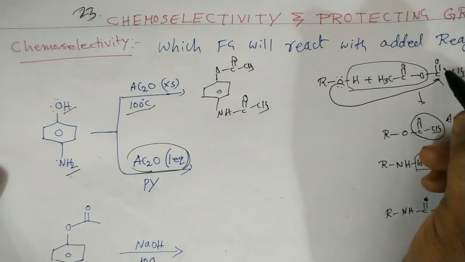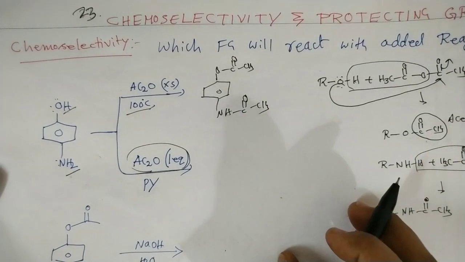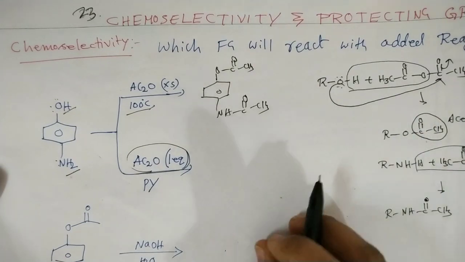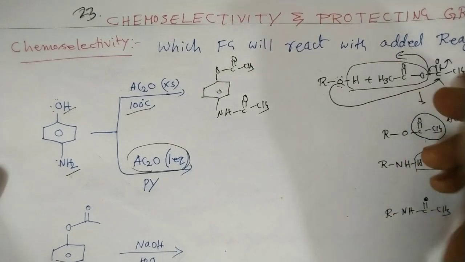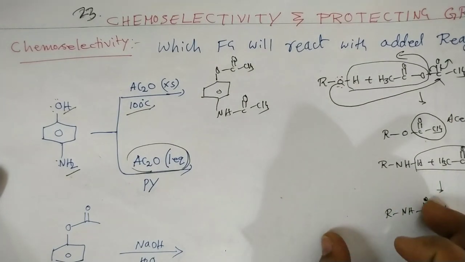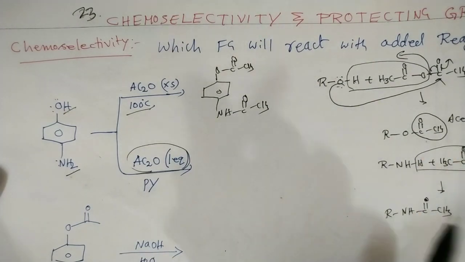The electrons are transferred to this one. This reaction involves a nucleophile attacking the acetic anhydride, and then reformation of the pi bond and leaving of this group takes place. Finally the hydrogen is replaced by the acetyl group. I hope all of you know this mechanism. This reaction involves nucleophilic attack.